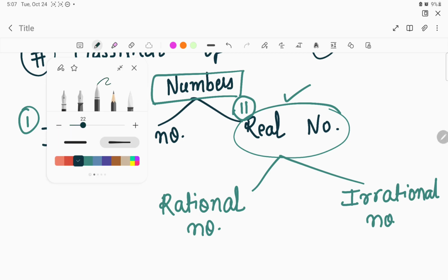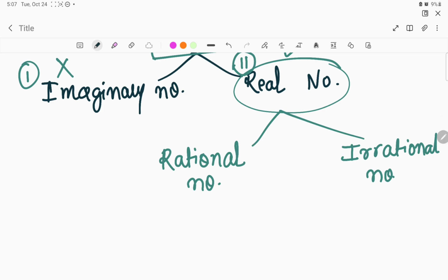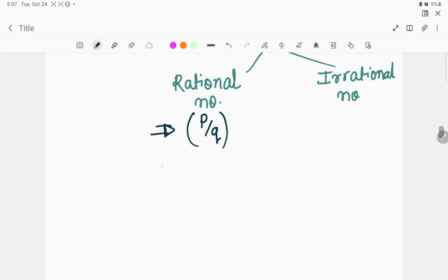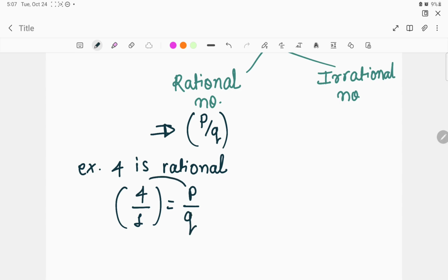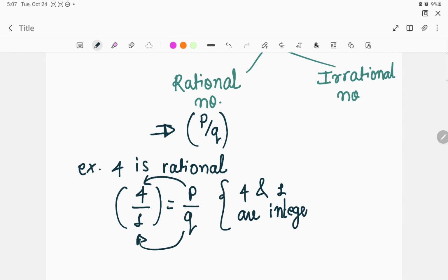So what is the difference between the rational number and irrational number? A number which can be expressed in the form of P by Q is called a rational number. For example, 4 is a rational number. Why? Because it can be written in the form of 4 by 1, that is in the form of P by Q, where the value of P is 4 and the value of Q is 1. So 4 is a rational number, and over here 4 and 1 are called integers. Again, this can be represented on the number line.